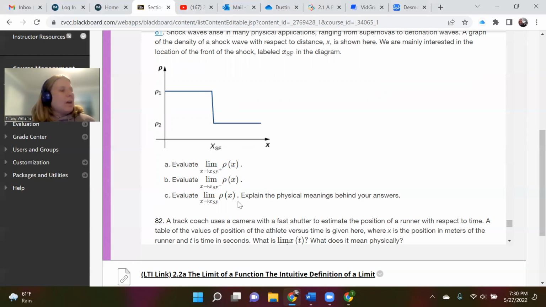Cool. Okay. That is this section wrapped up. So section 2.2 is done. We'll hit section 2.3 next.